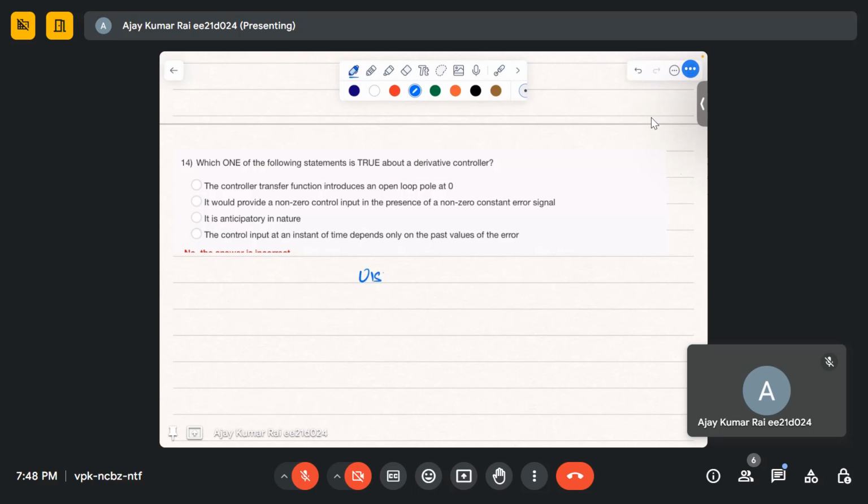What is a derivative controller? Kd s into E of s. So this is the transfer function. The controller transfer function introduces an open loop pole. No, it introduces an open loop zero at the origin. Okay, this is wrong. It would provide a non-zero control input in the presence of a non-zero constant error signal.